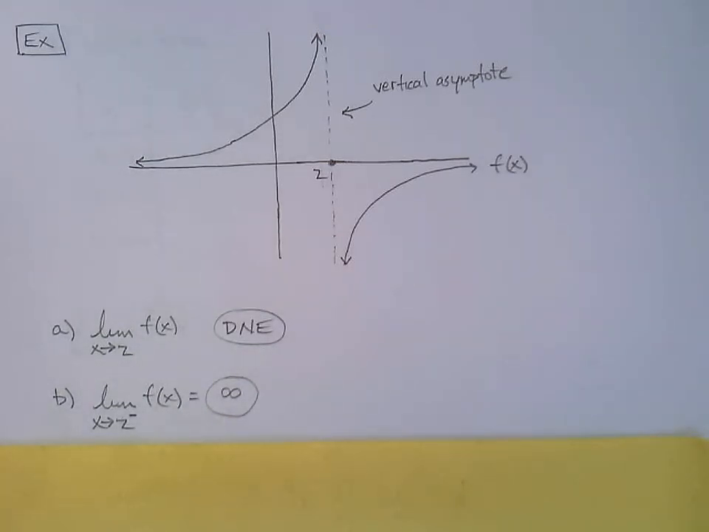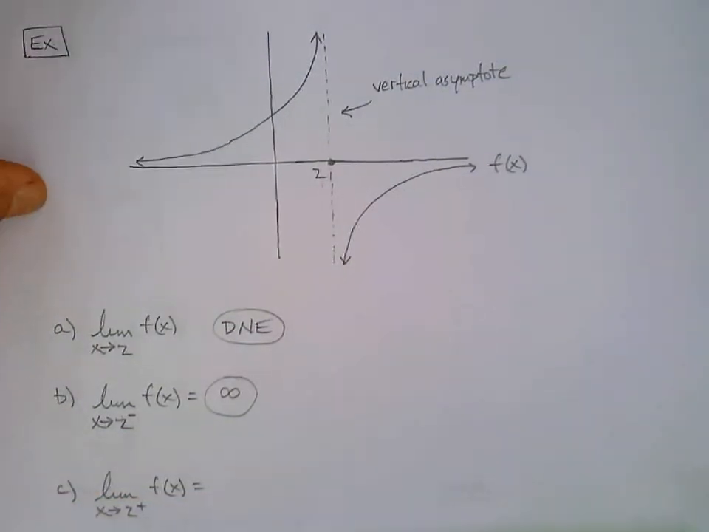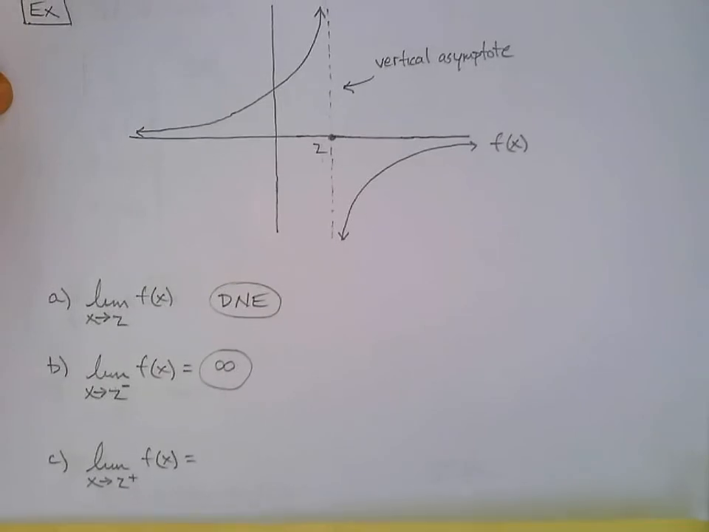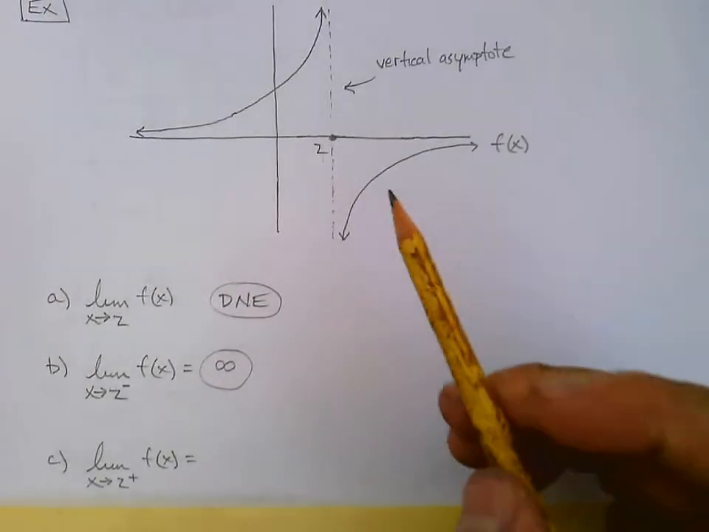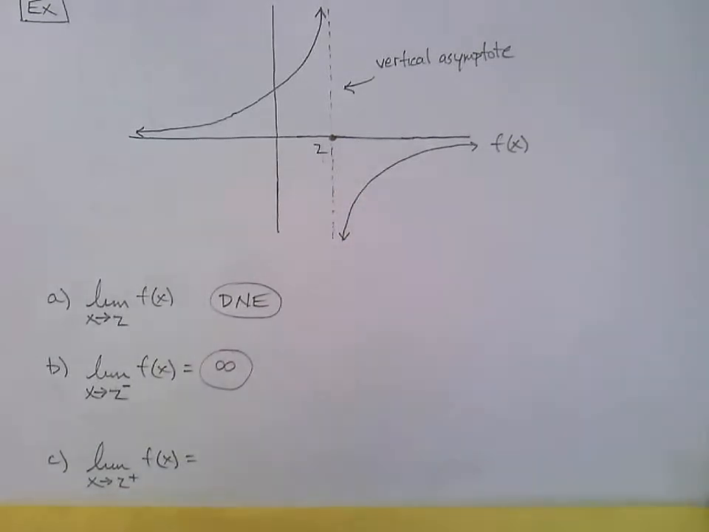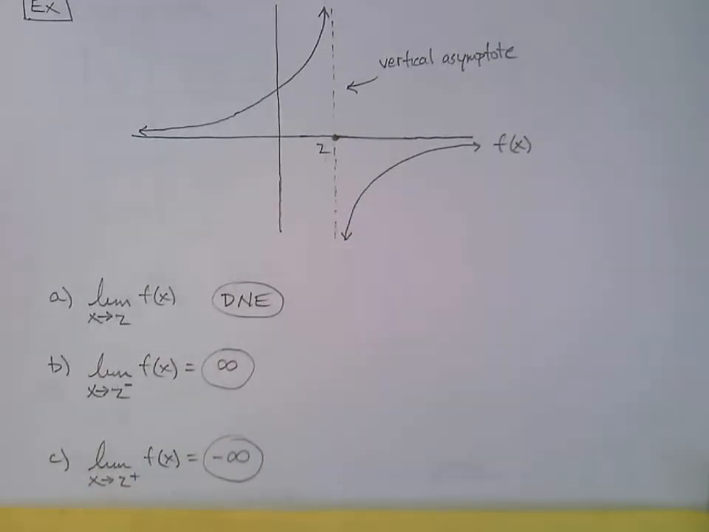Okay. Well, we might as well do the right side as well. All right. You saw that coming. The limit as x approaches 2 from the right side, well, we go down, down, down. So we're going to say this equals negative infinity. And there we go, the infinite limits.